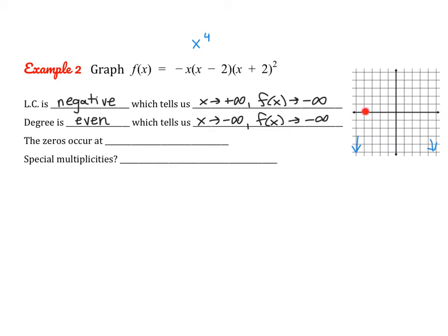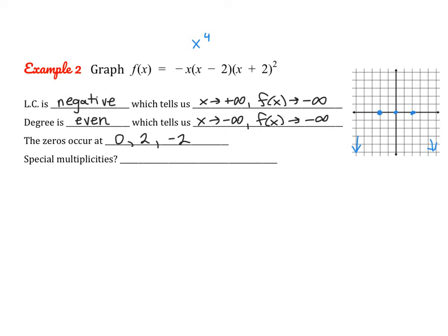So now we need to figure out what's going on in between. So we need to list our zeros. So when you just have x alone, that actually means that you have a 0 at 0. So don't discount this as a factor. It does tell us where it crosses. This crosses at 0. This crosses at positive 2. Remember, it's the opposite. And this crosses at negative 2. So those are 3 zeros: 0, positive 2, and negative 2.